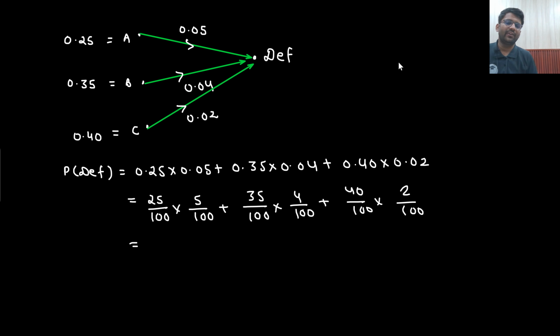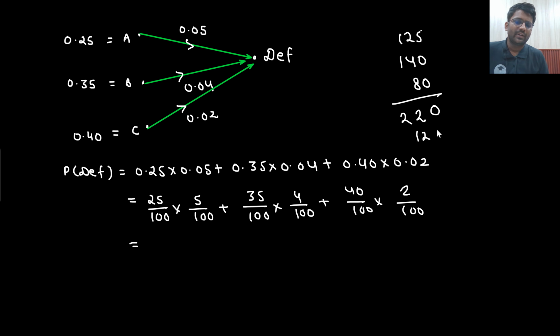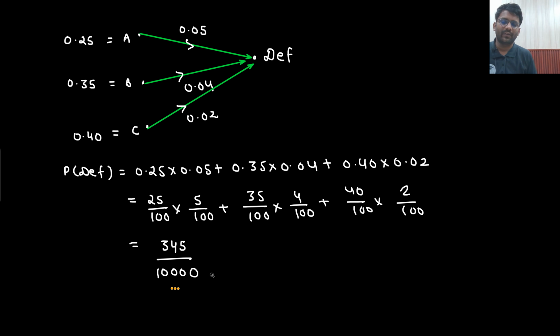So what is the answer? 25 into 5, that would be 125. 125 plus 35 into 4, 140, plus 80. 220 plus 125, that is 345. So 345 divided by 100 into 100.